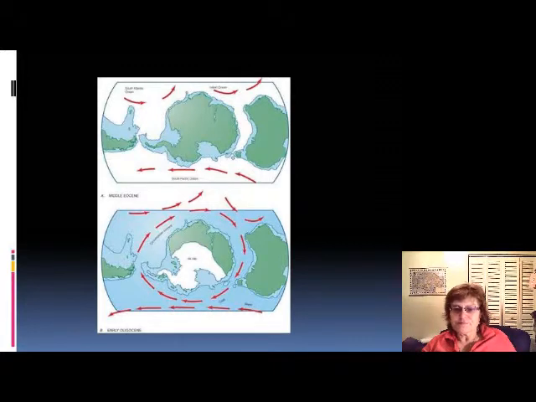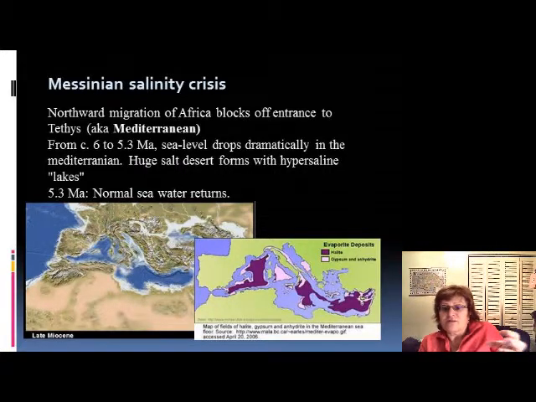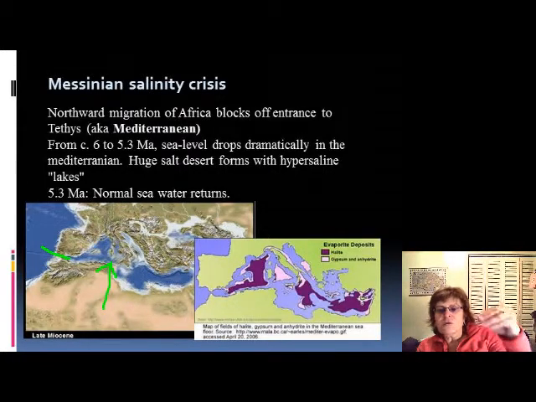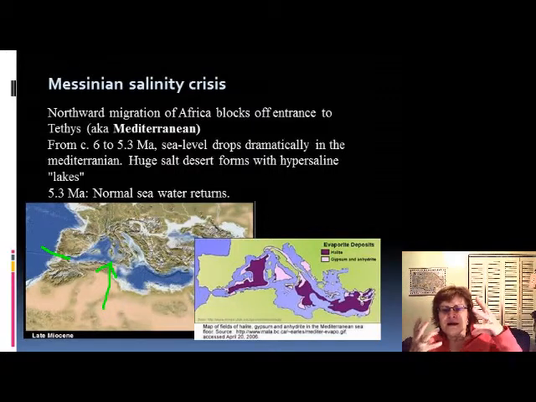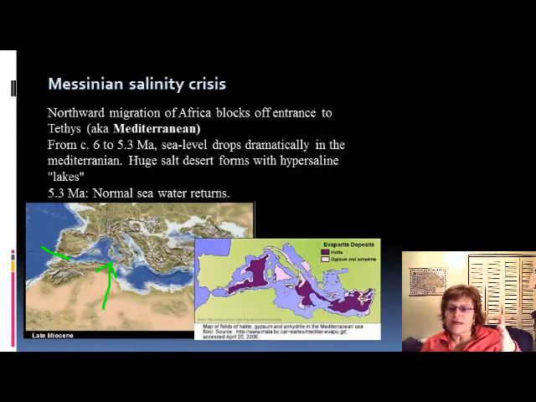About this time, the northward migration of Africa will block off the entrance of the Tethys. Actually, really, that's the remnant of the Tethys. Now we call it the Mediterranean. And as Africa is moving northward, it produces the Strait of Gibraltar. But at one time, it almost completely closed it away. And so basically, we have a teeny tiny Mediterranean Sea, which is basically landlocked. And it didn't get much water from the Atlantic Ocean.